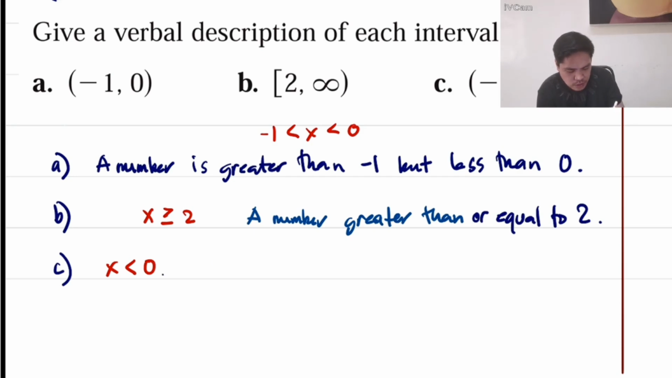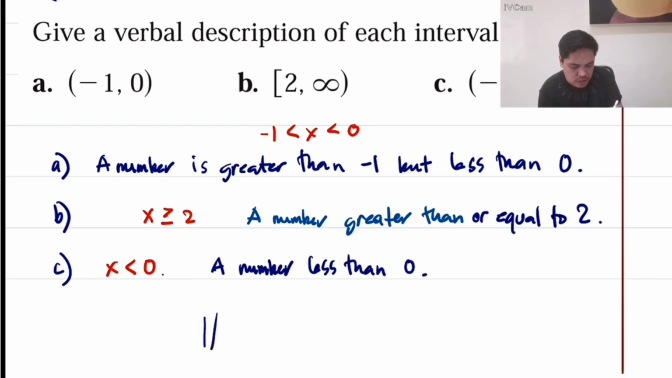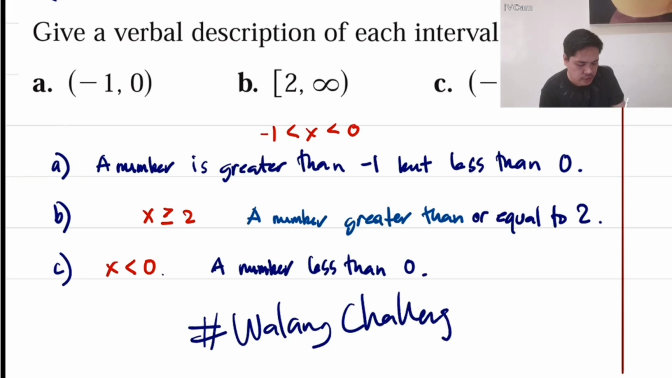So verbally, we could write that as a number less than 0. Hashtag, no challenge again. Oh, wrong spelling. Anyway.